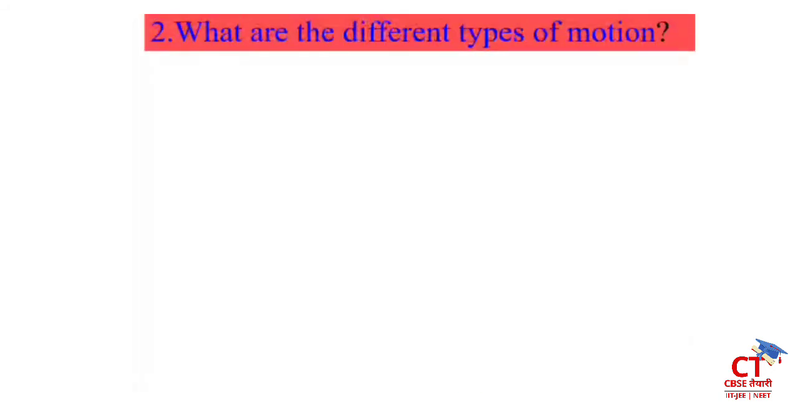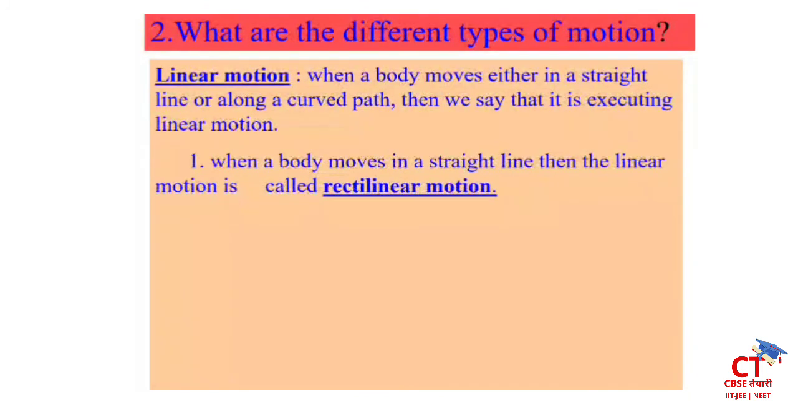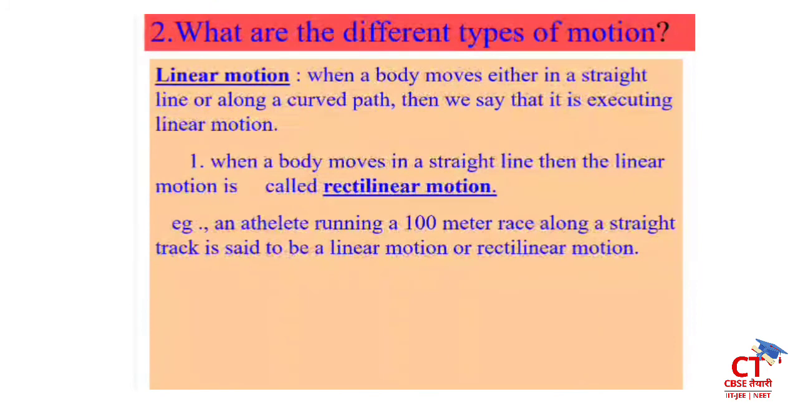So here we go. What are the different types of motion as the second question? So here are the different types of motion. One by one we are going to discuss. First is the linear motion. When a body moves either in a straight line or along a curved path, then we can say that it is executing linear motion. When a body moves in a straight line, then the linear motion is called rectilinear motion. That means the linear motion is further classified into some other types of motion as we have seen here.